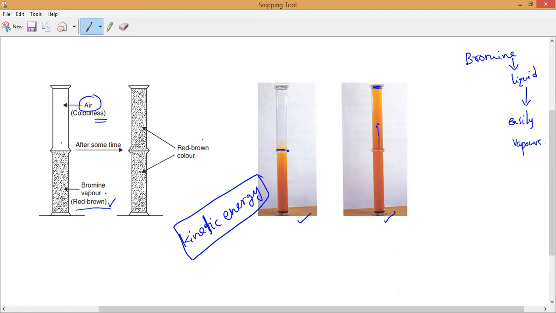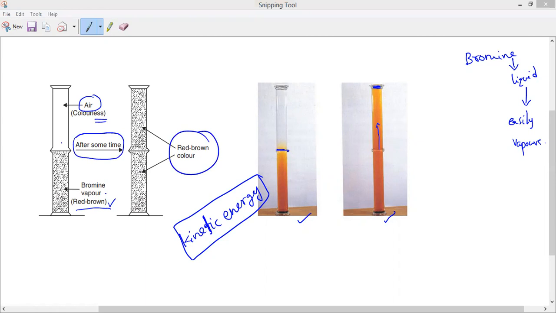After some time, if you leave it, you can see both air and bromine mixed together in both the cylinders. Which color can we see, guys? Red brown color. Till what time will it take place? Till it acquires uniformity. Understand? Once we form the uniform mixture, there is no further change. So that is what we call the diffusion process.